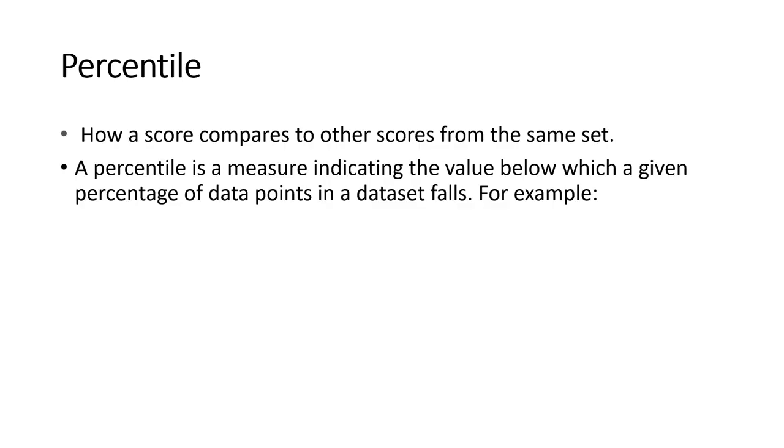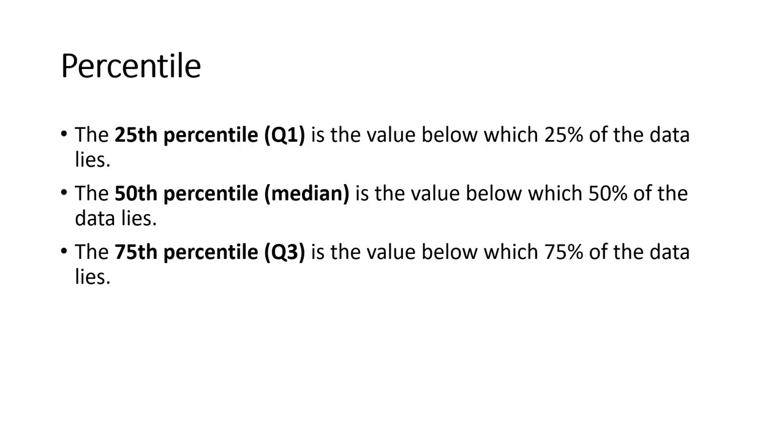Okay, so in order to understand the IQR, first of all you need to understand the percentile. The percentile is very simple. It just indicates the value below which a given percentage of data points in a dataset falls. For example, the 25th percentile means the value below which 25% of the data lies. If we talk about the 75th percentile, it means the value below which 75% of the data lies. The 25th percentile is called Q1 and the 75th percentile is called Q3.